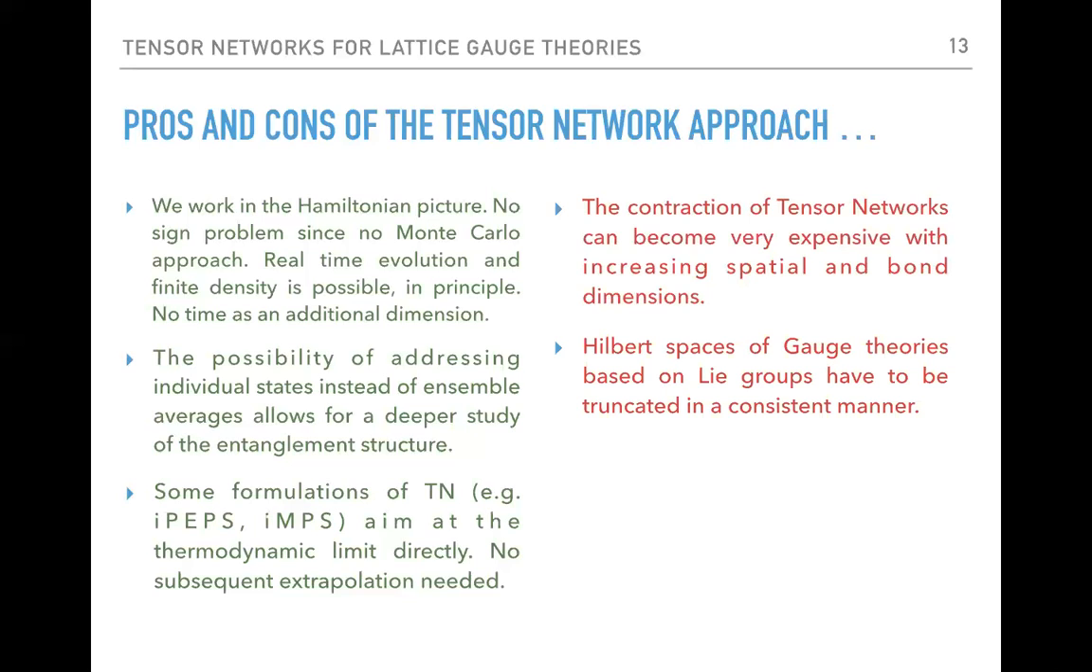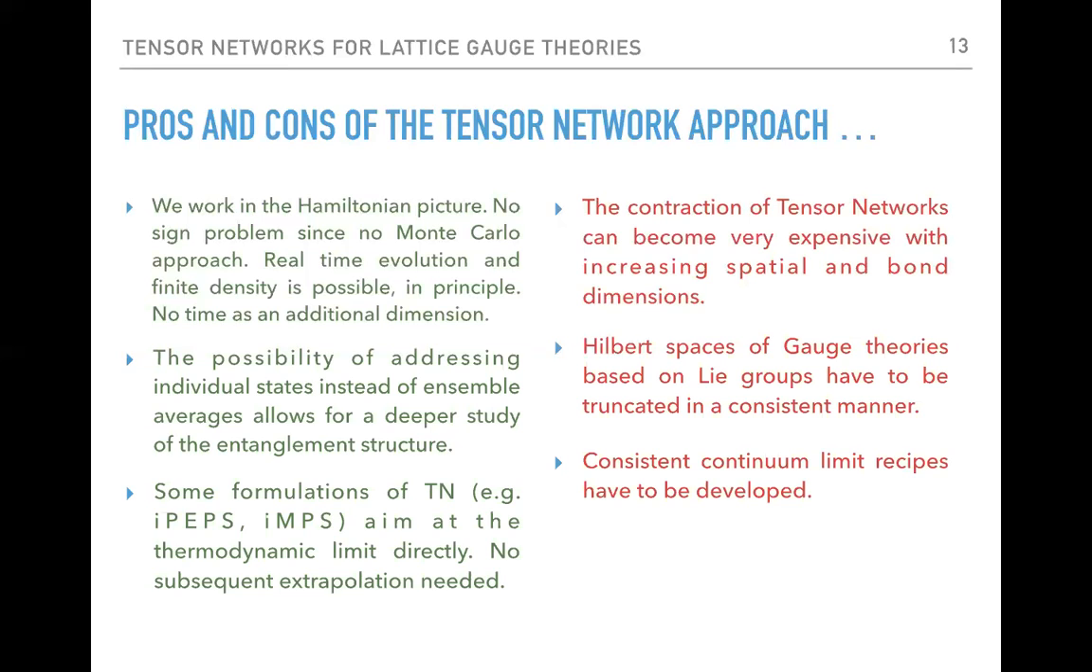And then Hilbert spaces of gauge theories, which are based on Lie groups, have to be truncated in a consistent manner. You cannot keep track of an infinite number of tensors for a given site. You will have to restrict yourself to a given representation or something. And this can be done, and it has been done in the past. So there are studies where with MPS you investigate some SU(2) gauge theories, and people came up with ways of systematically truncating the local Hilbert spaces of the individual degrees of freedom.